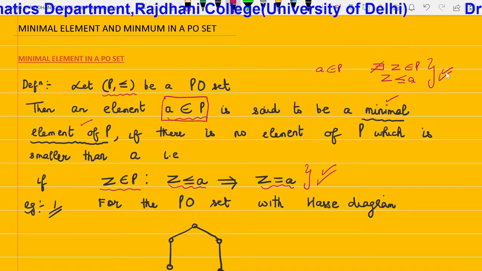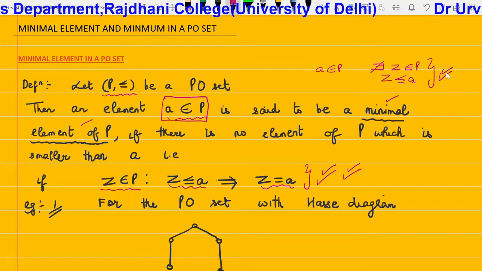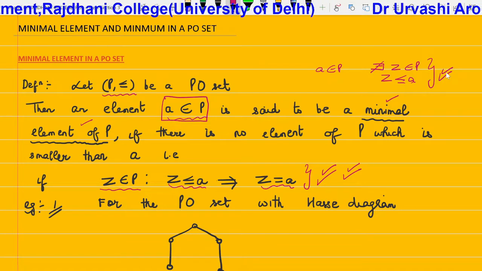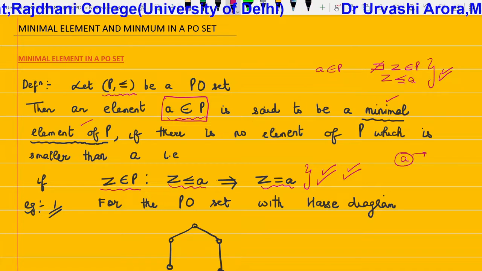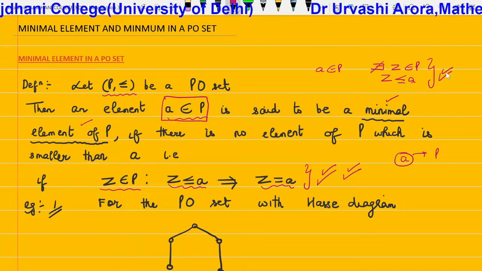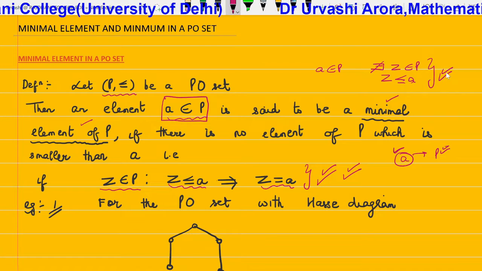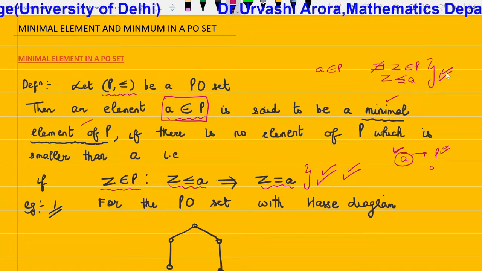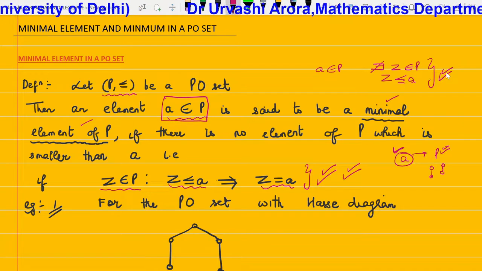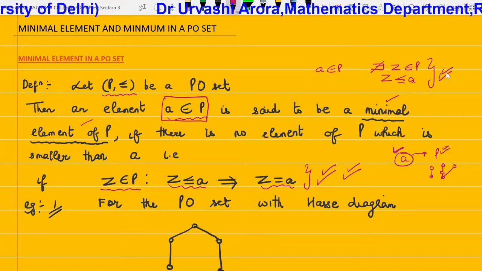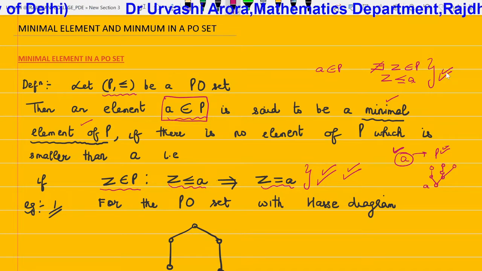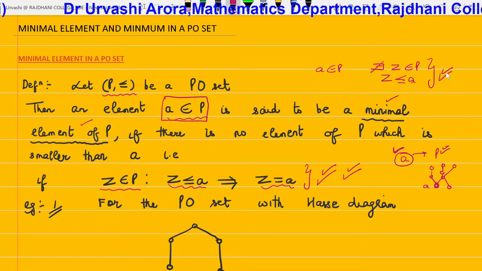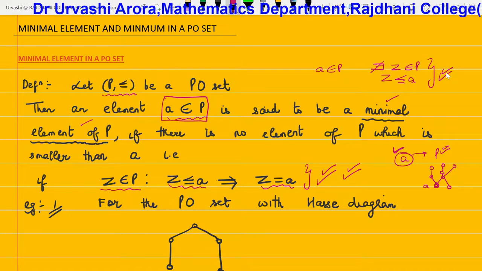Now if we express this mathematical fact diagrammatically using the Hasse diagram, that is, if we draw the Hasse diagram for the PO set P, then we will see that if A is the minimal element of P, then because there is no element of P which is smaller than A, whatever the Hasse diagram of P may look like, when A is encountered there will be no element below A, because there is no element which is smaller than A.